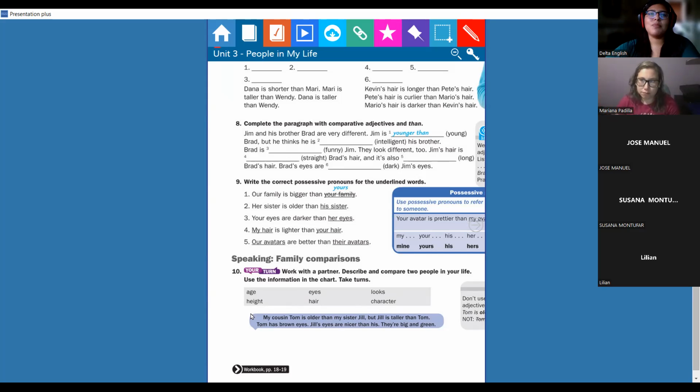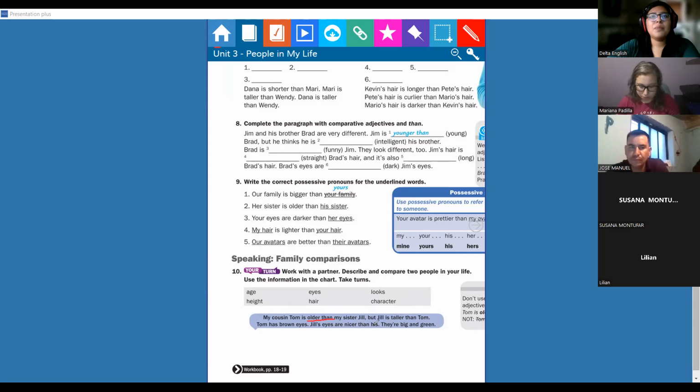Let's look at the example that we have here. It says, my cousin Tom is older than my sister Jill. So here's a comparison. Older than. But Jill is taller than Tom. Here's another one, taller than. Tom has brown eyes. Jill's eyes are nicer than his. And notice that here I'm using one of those possessive pronouns.